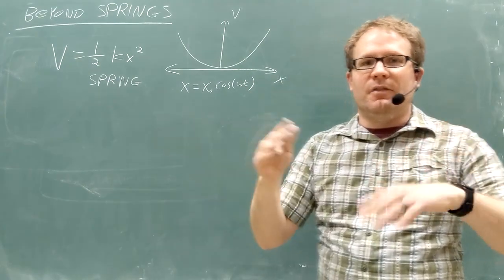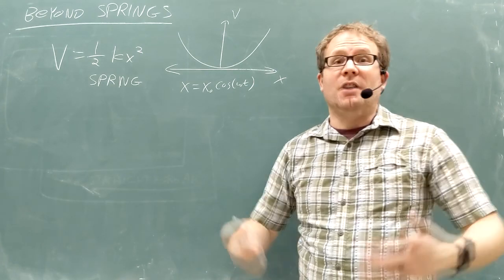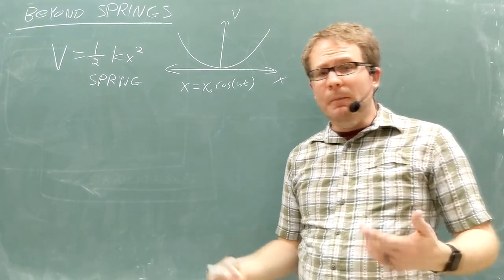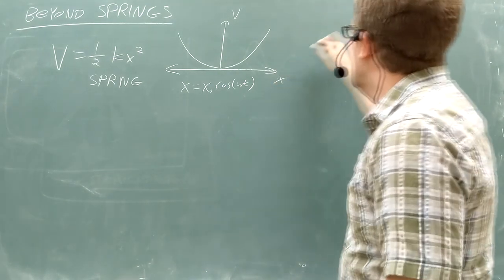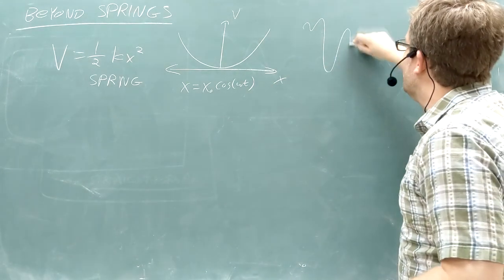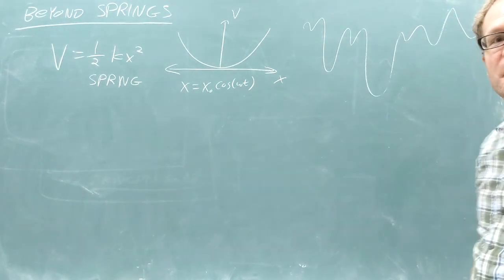And you can shift it around left and right. You can shift it up and down if you want. But the important thing is that it always gives you a cosine. That's always the solution. But it turns out not every potential energy behaves like that, right? Some potential energies will do some pretty wild stuff over the course of space, right? So this is some random potential energy.